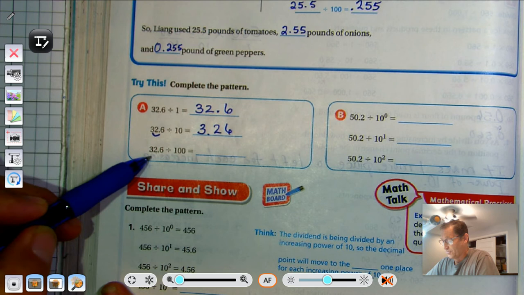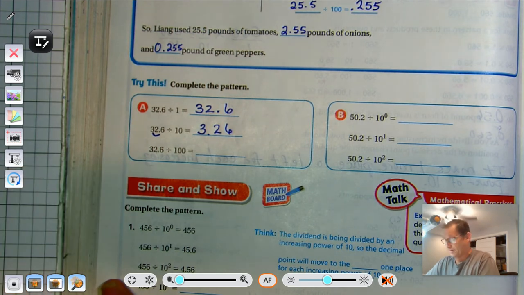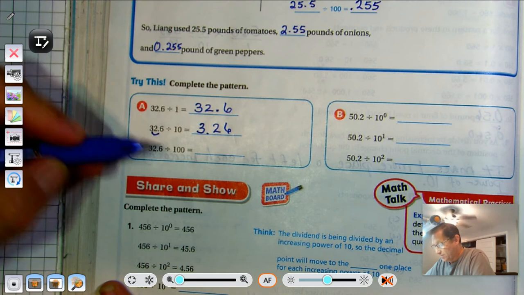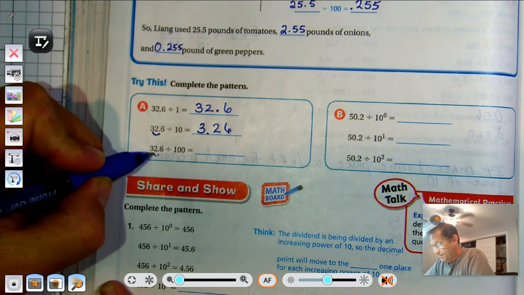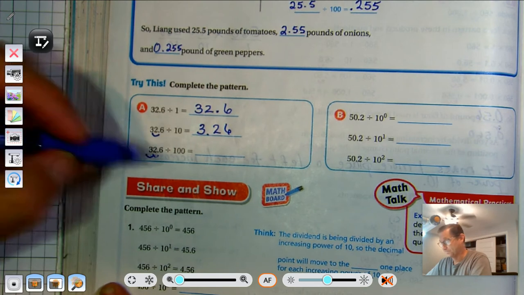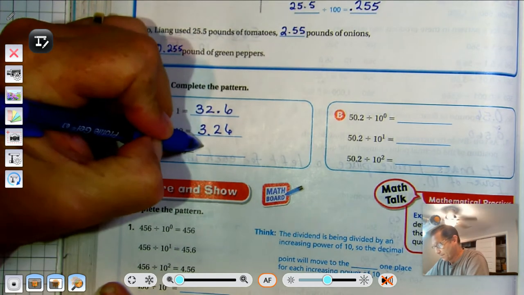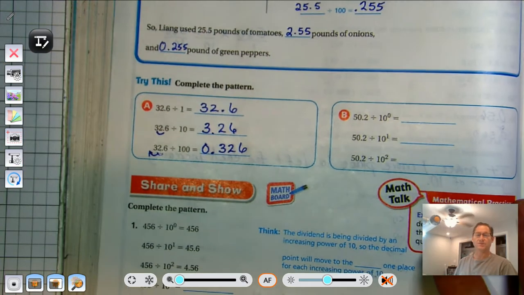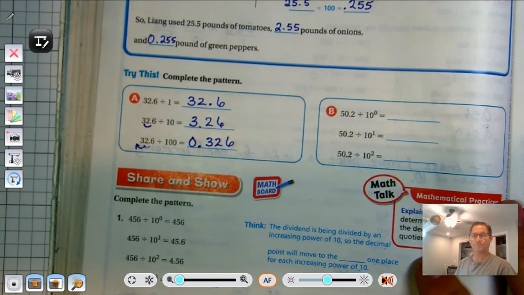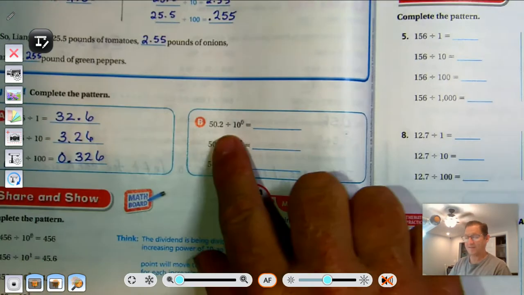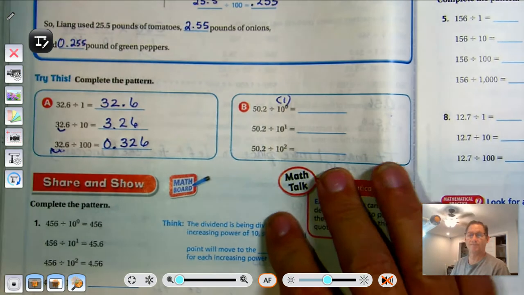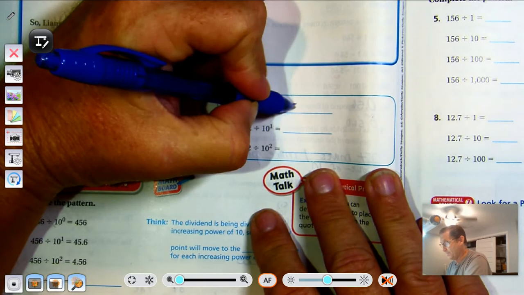Actually, it's not 300, right? It's only 32. So we'd be less than 1 here, right? 32 divided by 100 would be less than 1. So 32 and 6 tenths divided by 100, we would take the decimal point and move it 2 places to the left. And we have 326 thousandths. All right, so 50 and 2 tenths divided by 10 to the 0. Remember, 10 to the 0 is just 1. So that's going to be the same number.